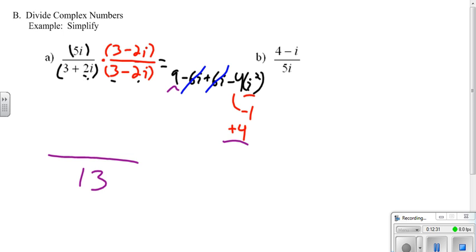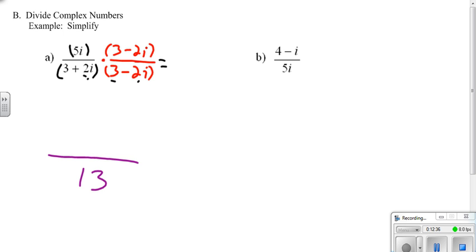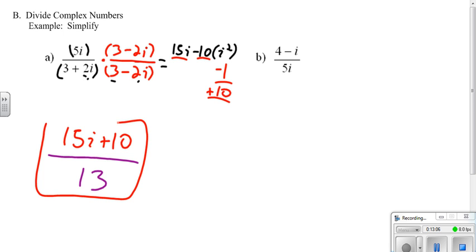Now in this case, we're looking at our numerator. So we have 5i times 3 becomes 15i. 5i times negative 2i becomes negative 10i squared. Again, in this case, Renee told us that this is negative 1. So negative 10 times negative 1 is a positive 10. So we have 15i plus 10. And this is our final answer here.